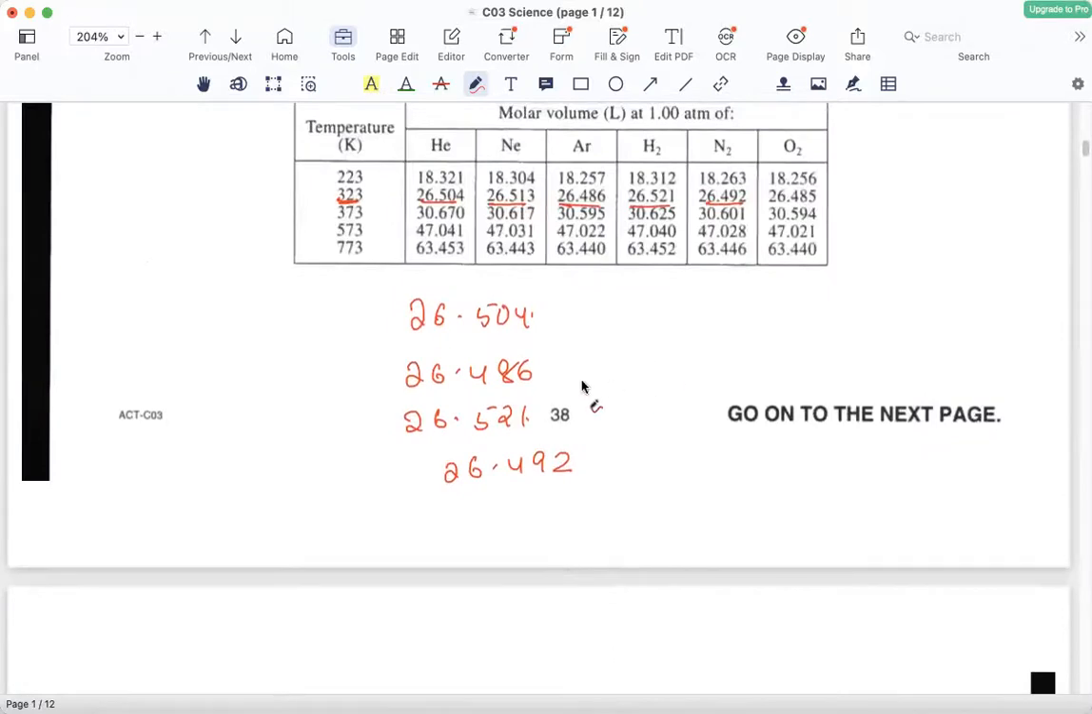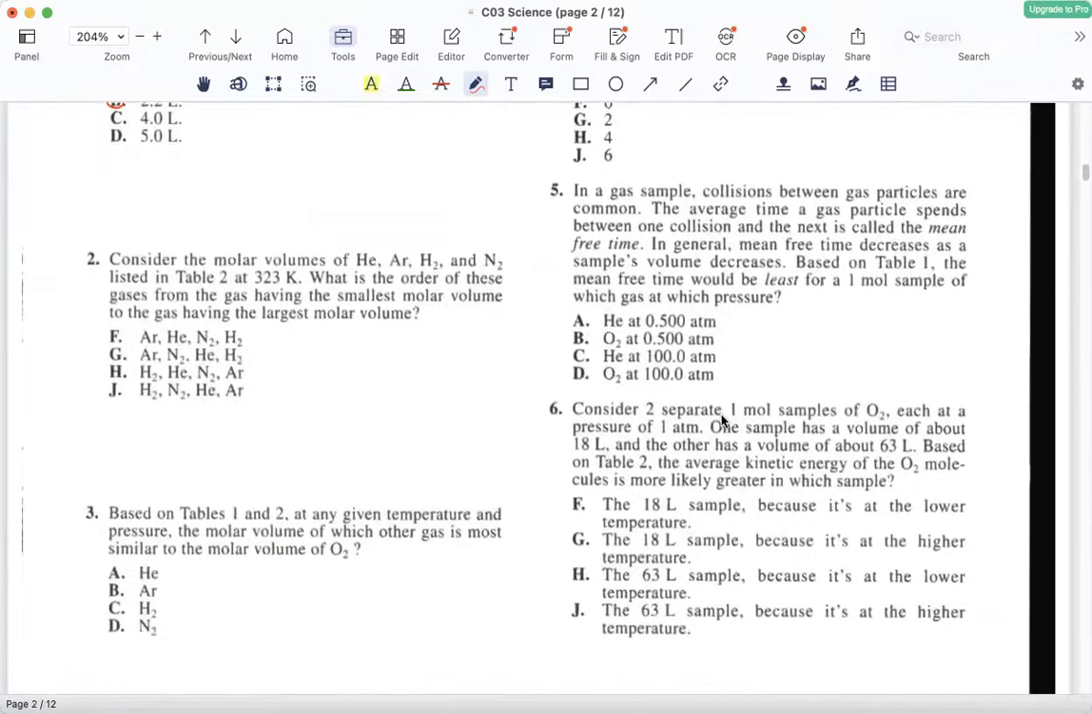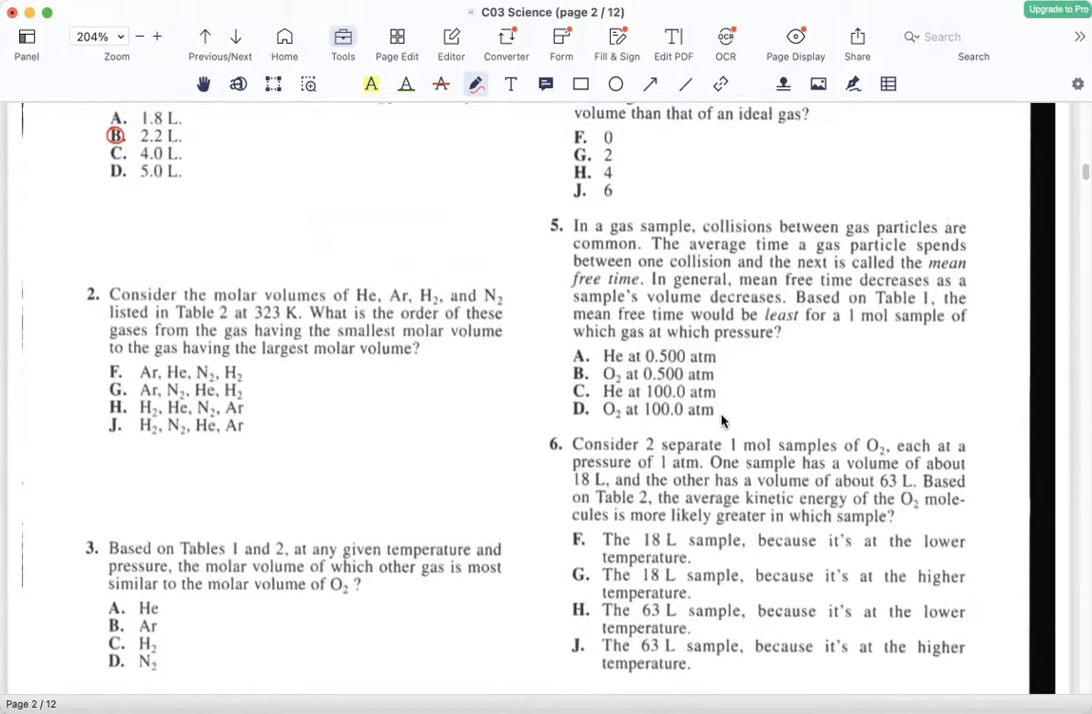So smallest is this, then this, then this, and then this. So 486 is argon, 492 is nitrogen, 504 is helium, and 521 is hydrogen. So it's argon, nitrogen, helium, hydrogen. Option G.